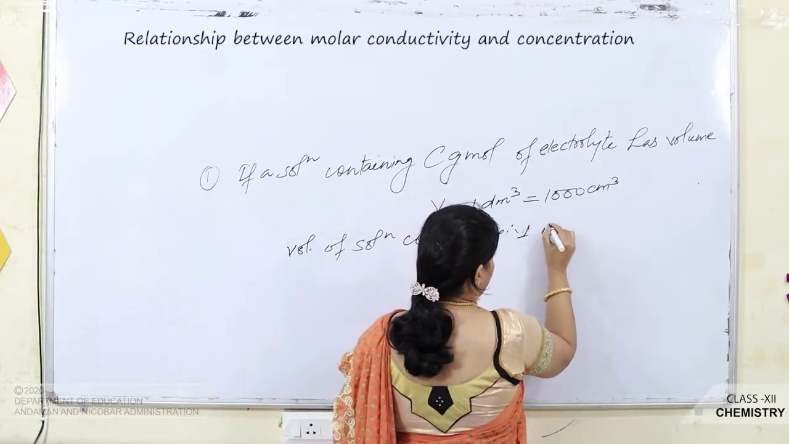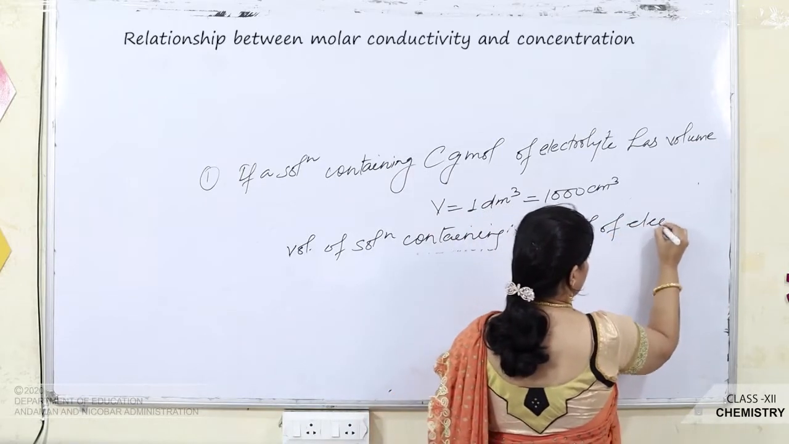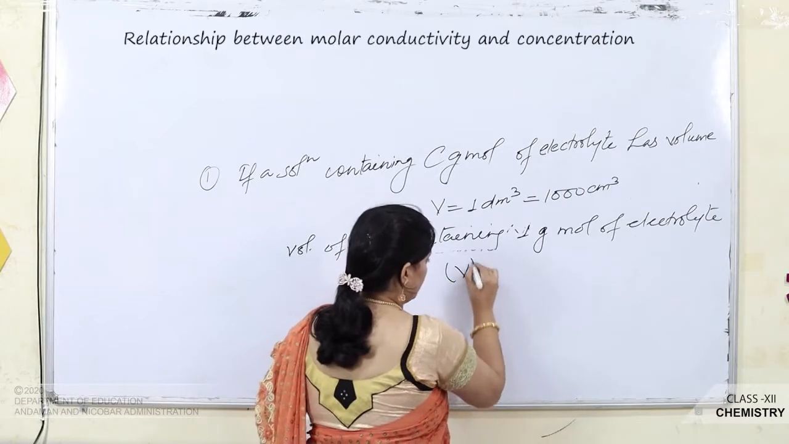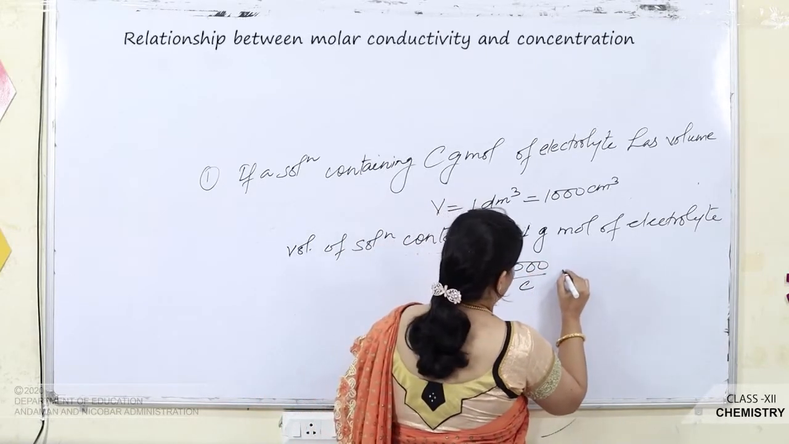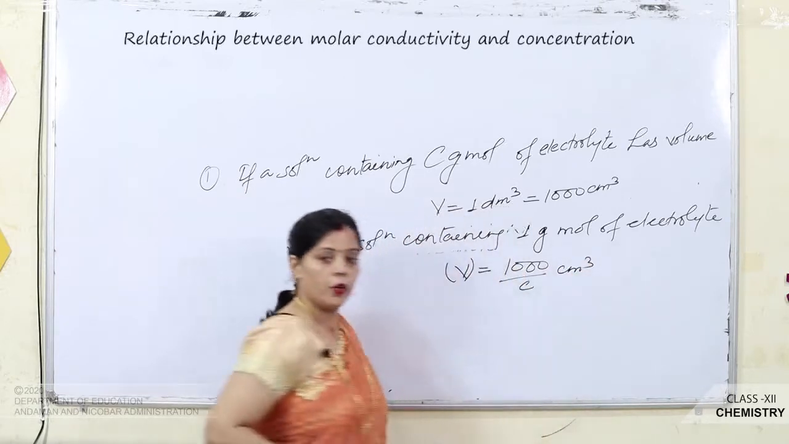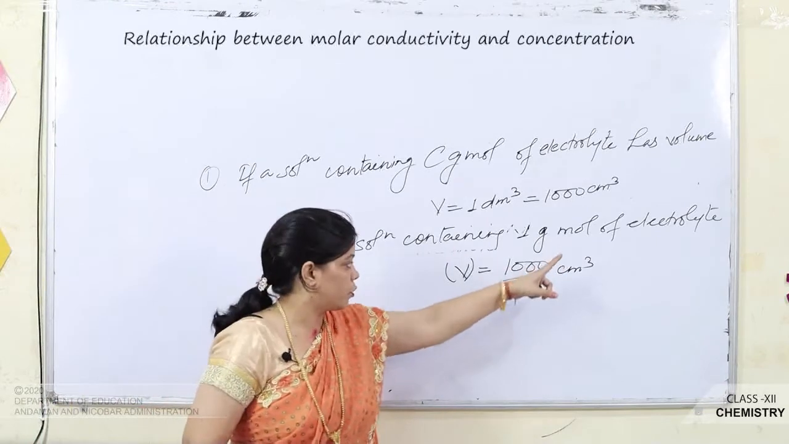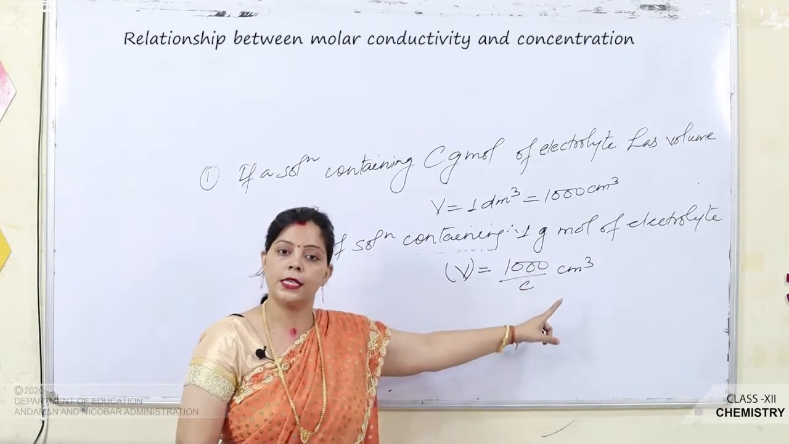That is the volume of solution containing 1 gram mole of electrolyte, that is, V is equal to 1000 by C centimeter cube. Okay children, that is the volume of the solution containing 1 gram mole of electrolyte, represented as capital V, is equal to 1000 by C centimeter cube.